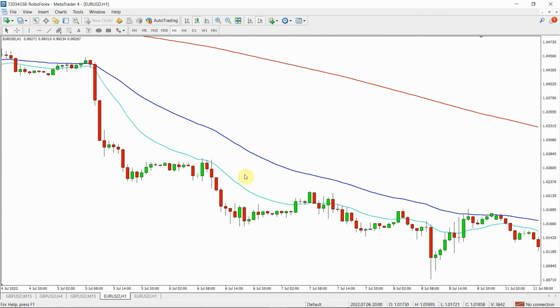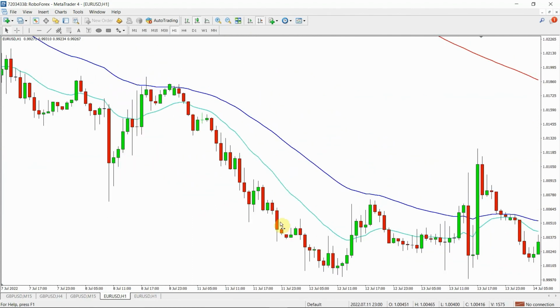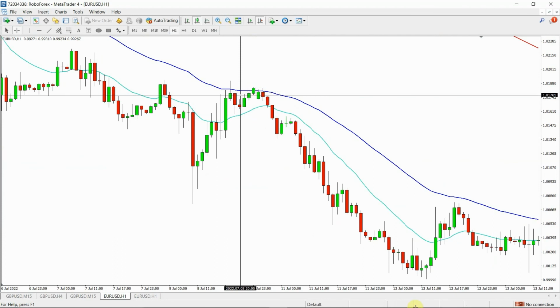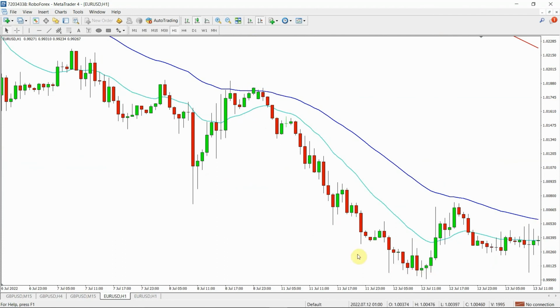Look here. You can see we have an inverted hammer here. After it forms, there's just a little drawdown of about 8 pips, then boom, we have 168 pips. That's to show you that these candlestick patterns are super efficient.